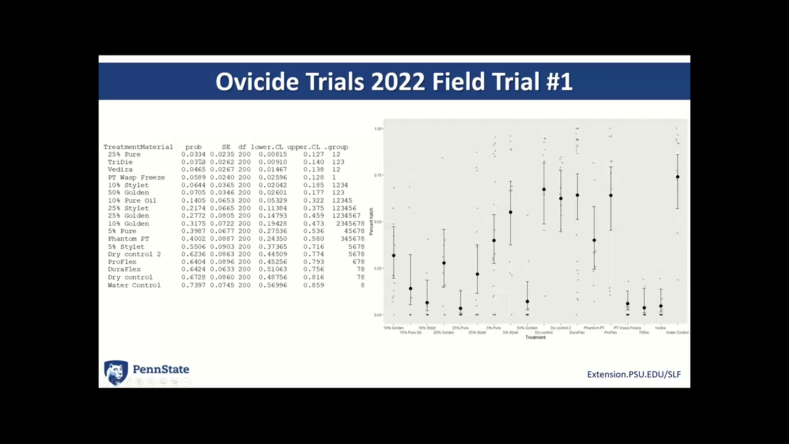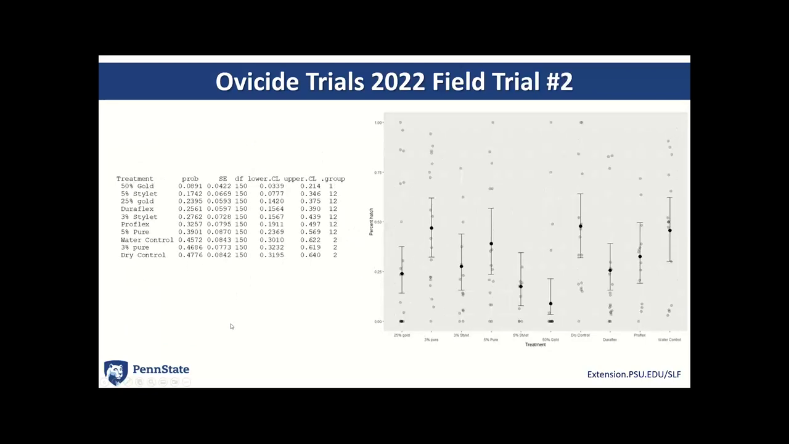When we did this again in 2022 with some different chemicals, you can see the probability of hatch here, imagine this as a percentage. About 3% of those treated with 25% pure oil hatched, compared with our water control and our dry control, 67 to 73% hatch. Statistically, anything that matched the controls here with a number 8 was no different. So 10% golden oil, 5% pure. This is actually over-label with that pure oil, 5% stylet oil over the label rate, so not legal in Pennsylvania. I'm not sure how Massachusetts is.